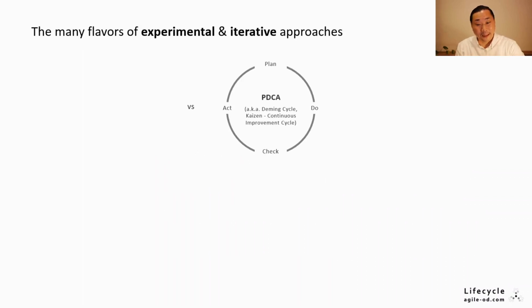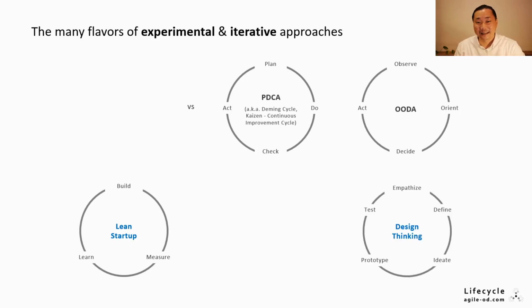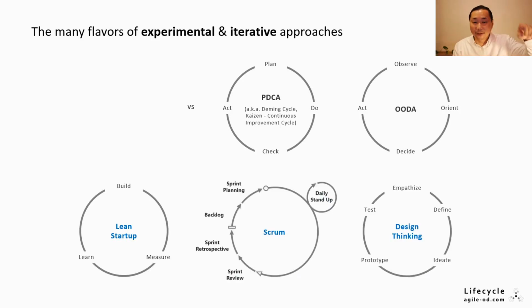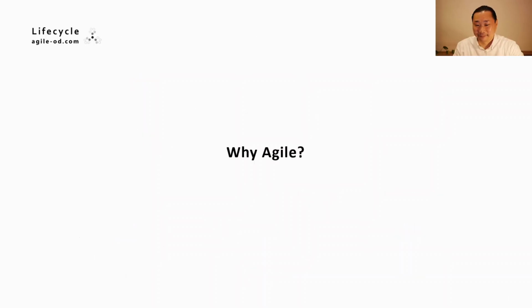So, PDCA, OODA, Lean Startup, Design Thinking, and Scrum. They all share a loopy iterative characteristic. This contrasts to Waterfall, the linear, deterministic ways of doing things. All of these Agile frameworks are different variations of the same thing, experimentation and iteration, and they share the common objective of addressing shortcomings of what we know as waterfall. Let's take a more detailed look at this in our next section, why Agile.